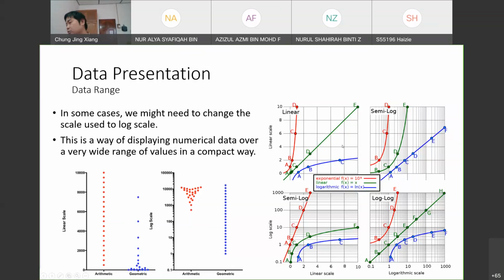You can just go through this one on your own. We are not going to discuss this further. Basically, what happens if you use a linear scale and a log scale? How does the visualization change? You just go through this one.